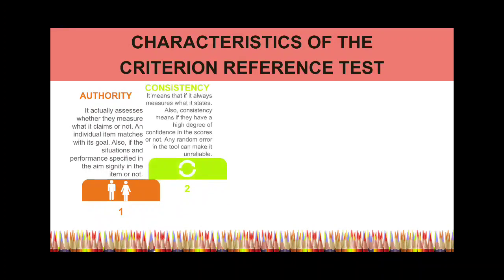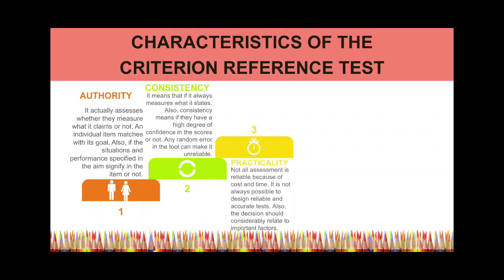Number 2, consistency. It means that it always measures what it states. Also, consistency means whether there is a high degree of confidence in the scores or not. Any random error in the tool can make it unreliable. Number 3, practicality. Not all assessment is reliable because of cost and time. It is not always possible to design reliable and accurate tests. Also, the decision should considerably relate to important factors.